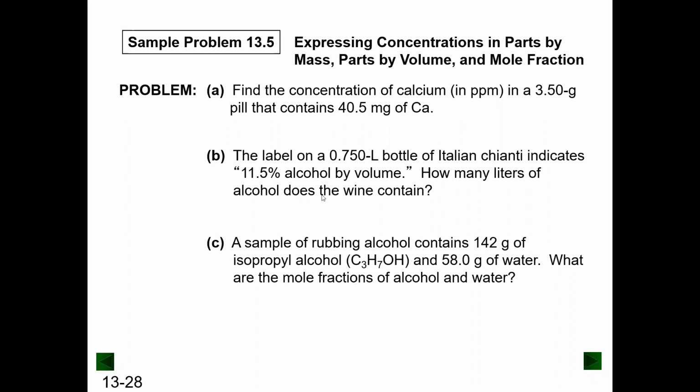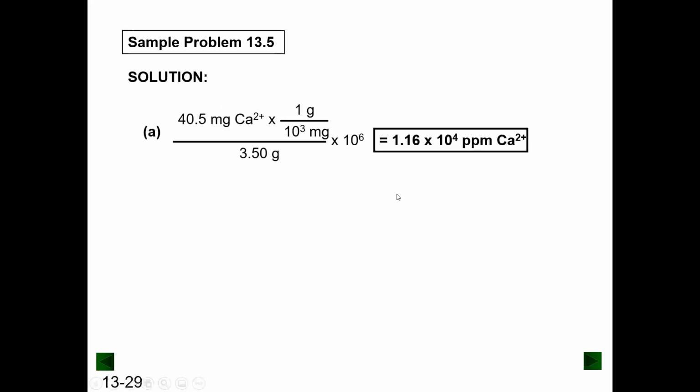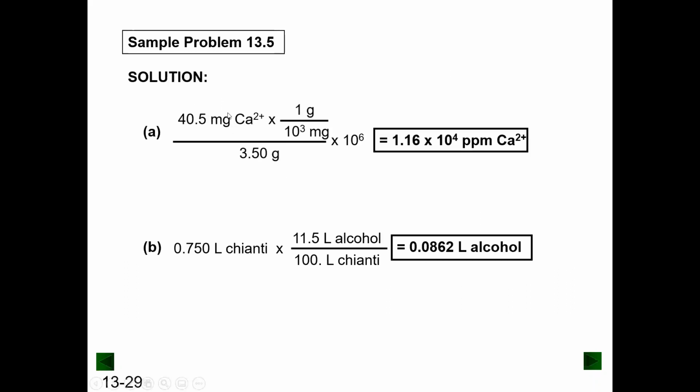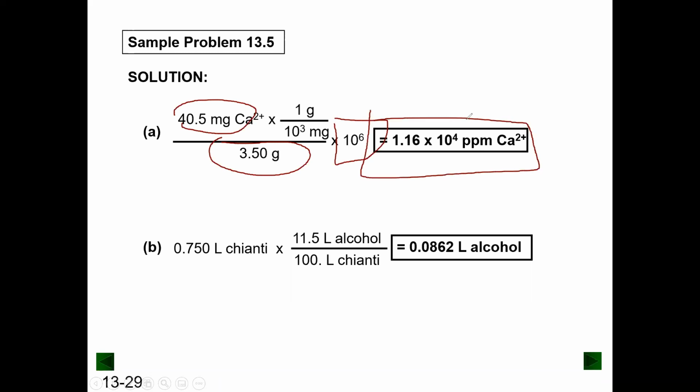Okay, so really quickly, let's go through each one of these. Let's take a look at A here. You have it in milligrams. You want to change that into grams, because you want to make sure that they're both the same. So this is grams over grams. This is the mass of your solute over the mass of your solution, so the part over the whole. And since it's parts per million, you times 10 to the 6, you end up with this number right here.